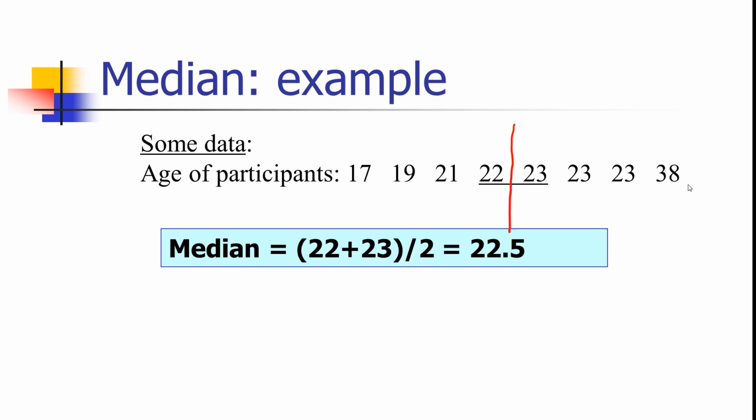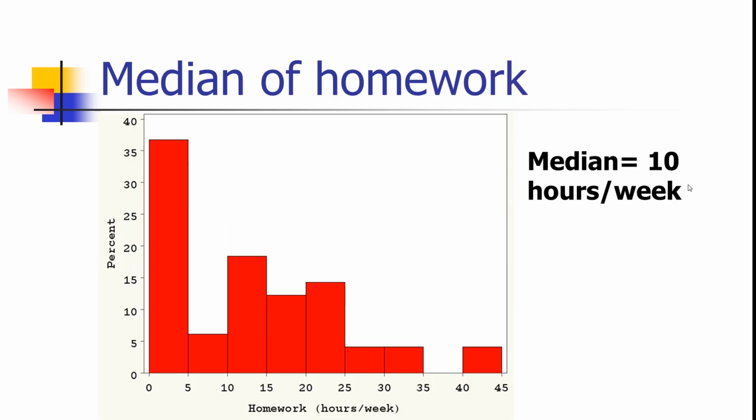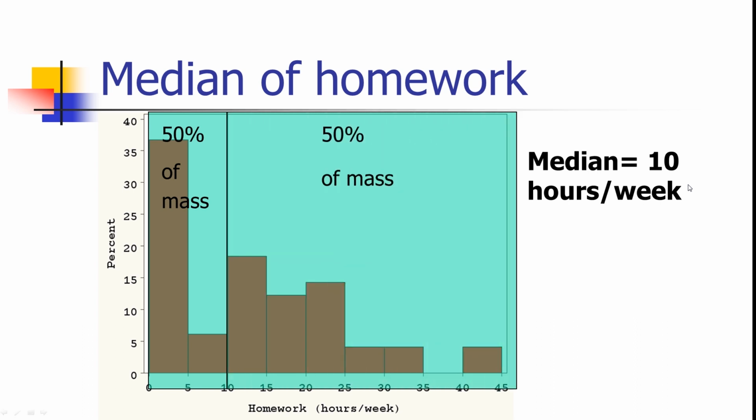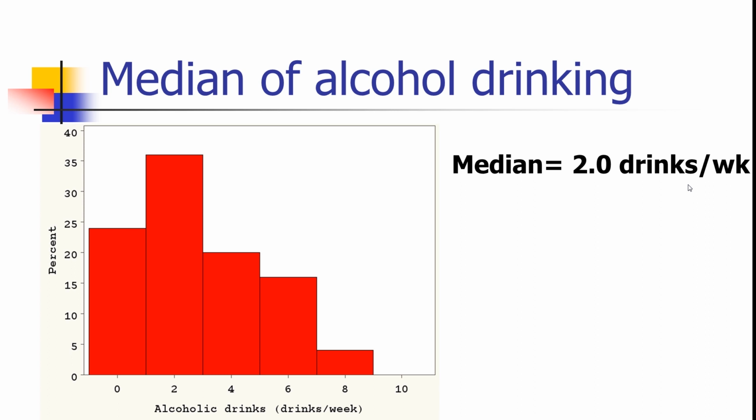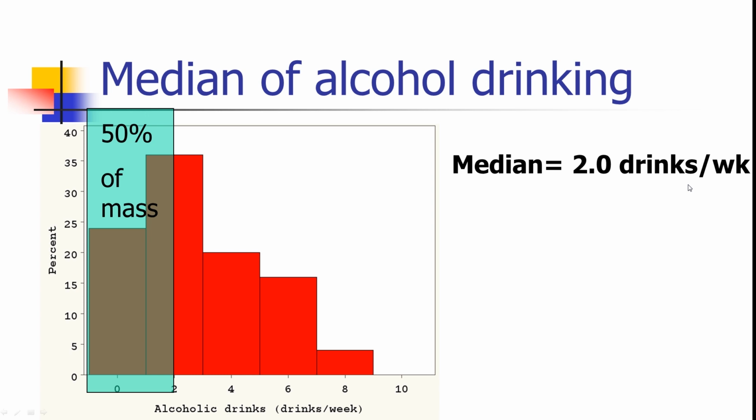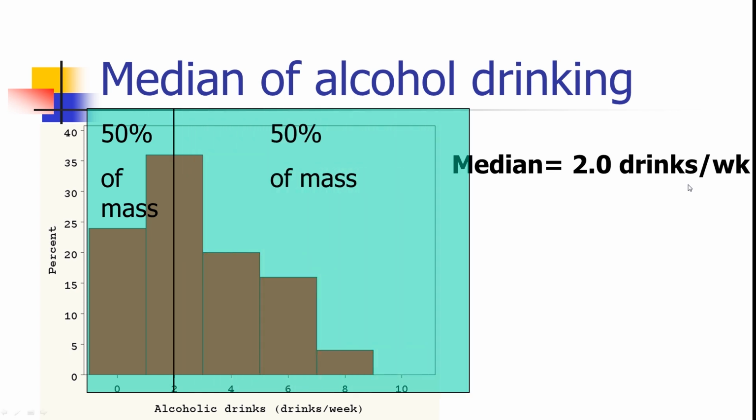That's the median. So for example, what if I ask, what's the median of homework? So it turns out that the median of homework in my data set was 10 hours per week. So that means half of my students were doing less than 10 hours per week, and half of my students were doing more than 10 hours per week. If you think of this again as masses, those bars as masses, that means 50% of the mass is below 10 and 50% of the mass is above 10. For alcohol drinking, the median turned out to be 2.0 drinks per week. So half of my students had less than 2 drinks per week, half had more than 2 drinks per week.